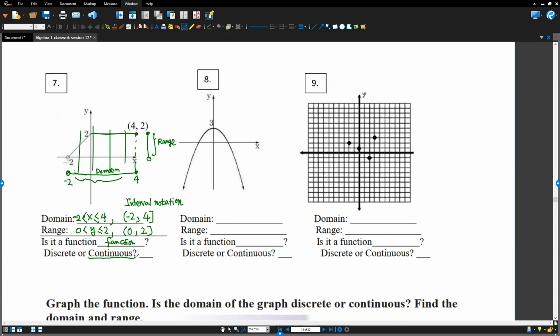That is continuous, not discrete. Okay, now we have a very popular graph over here, parabolas. What is domain? This keeps going forever. To the right again, to the left again, it goes to infinity. So the domain is all real x, or you can use interval notation, negative infinity to positive infinity, all the way.